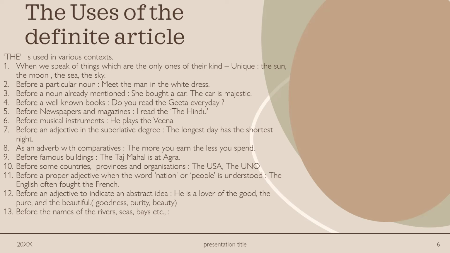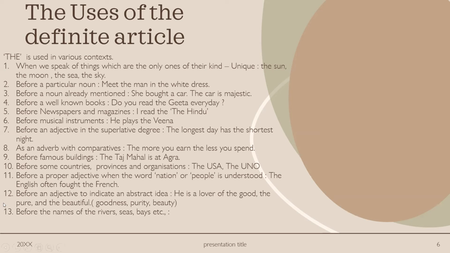Let's see the uses of 'the', that is, the definite article. The is used in various contexts. When we speak of things which are the only ones of their kind, that is very unique: the sun, the moon, the sea, the sky, which cannot be repeated. And before a particular noun: meet the man in the white dress. So you are going to meet a person who is wearing a particular white dress.